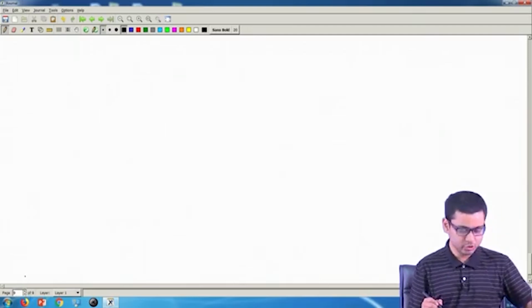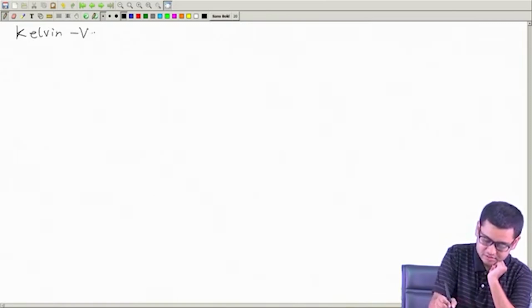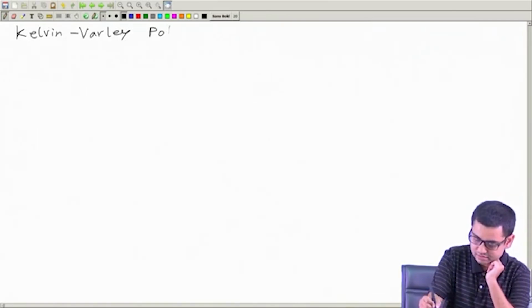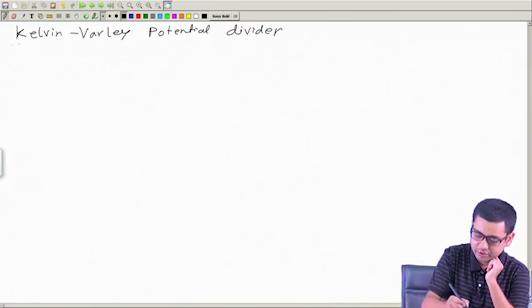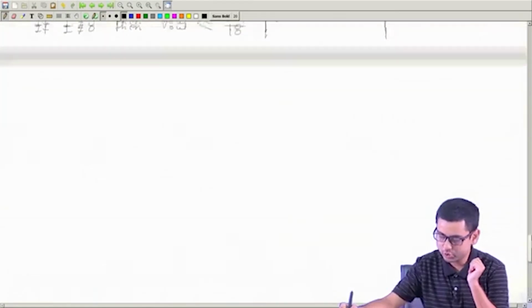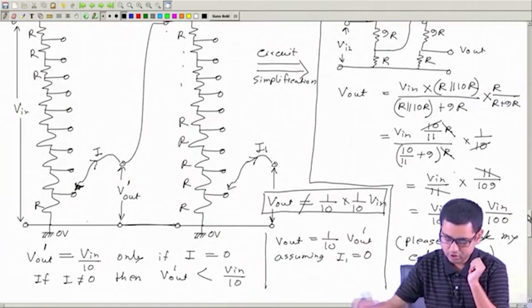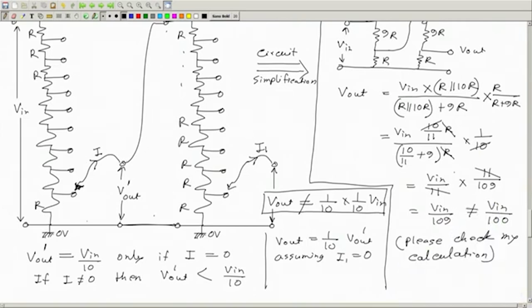So, now we are going to see a new circuit which is called Kelvin-Varley potential divider, where the previous problem will not exist. What was the problem? The problem was due to the loading effect of the first stage by the second stage. The second stage of this potential divider is drawing some current I, and therefore, the output from the first stage is not as expected, it is less than the expected value.